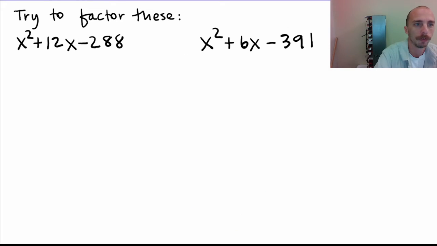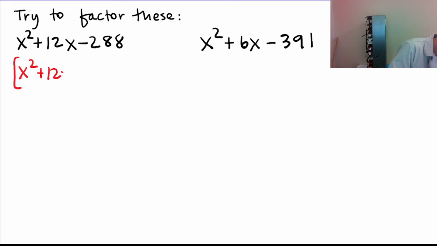Okay, so we've got x squared plus 12x minus 288. I'm going to do that one, and then I'm going to let you try it yourself on x squared plus 6x minus 391. Okay, so I'm going to go over here, and I'm going to leave some room to add something to x squared plus 12x. But then I've still got -288, and I've got a mind towards being fair to this expression, right?